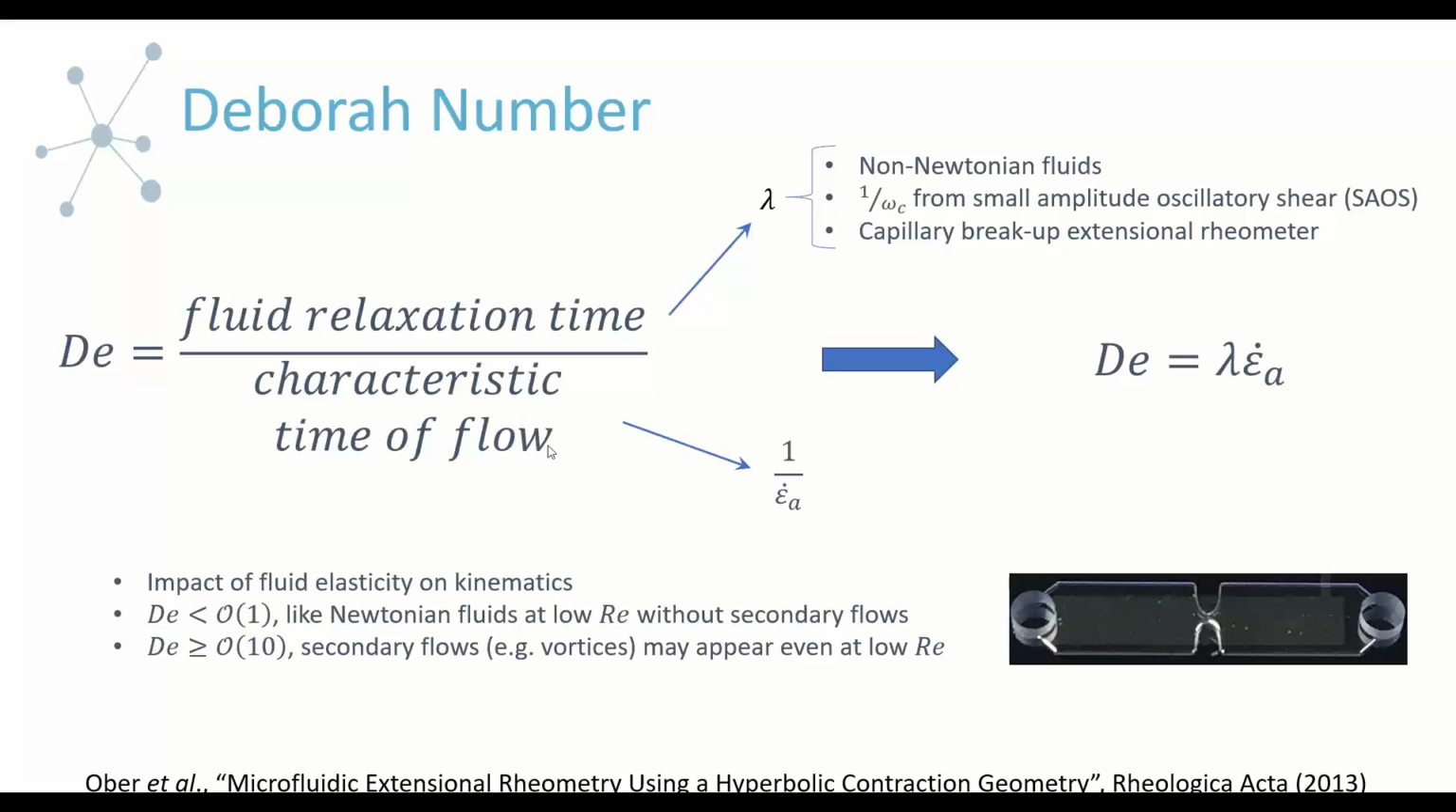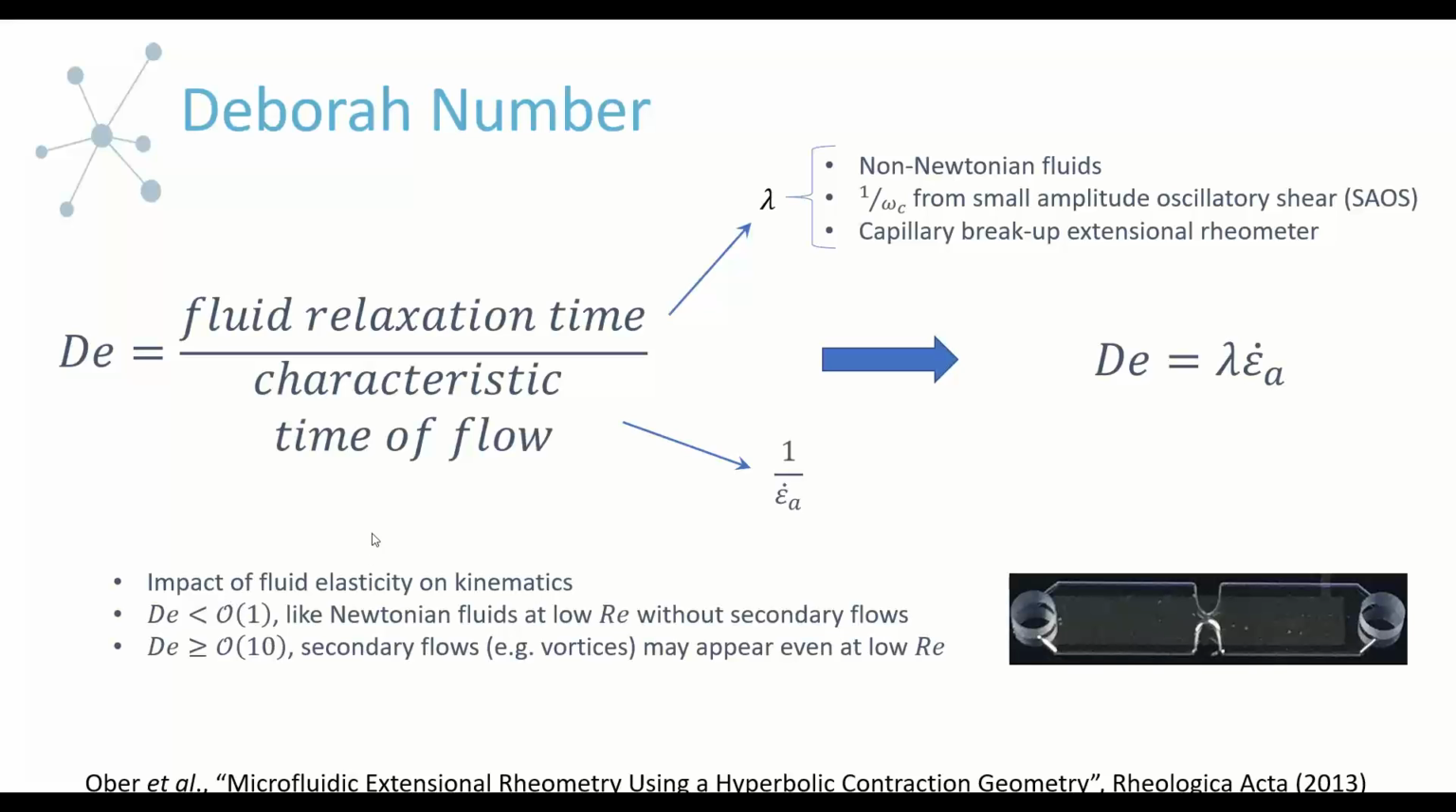And then the characteristic time of the flow is just the inverse of the extensional rate. This is the same way you'd get the characteristic time of the flow for a steady shear experiment, which would be the inverse of the shear rate, so here the inverse of the extensional rate. Then the Deborah number is the product of these two, the characteristic relaxation time and the extensional rate.